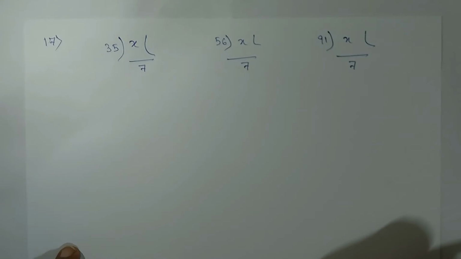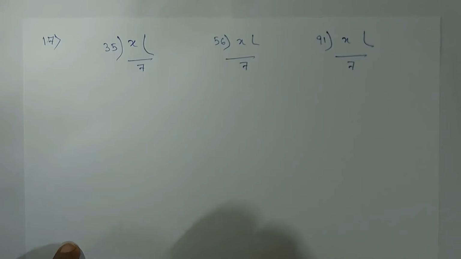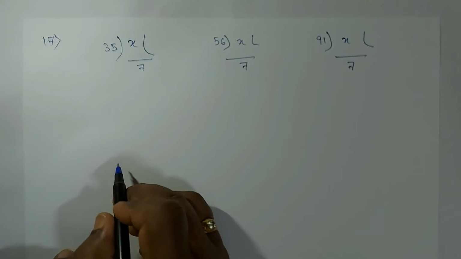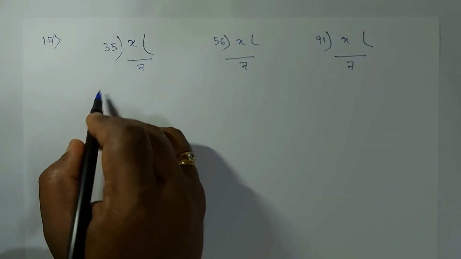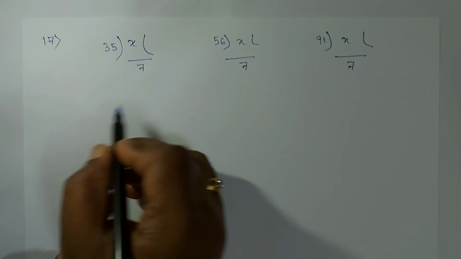How are we going to find out the value of x, the smallest? First, what will we do? We will do the LCM. Okay, the LCM we need to do. So first we will do the LCM of 35, 56 and 91.